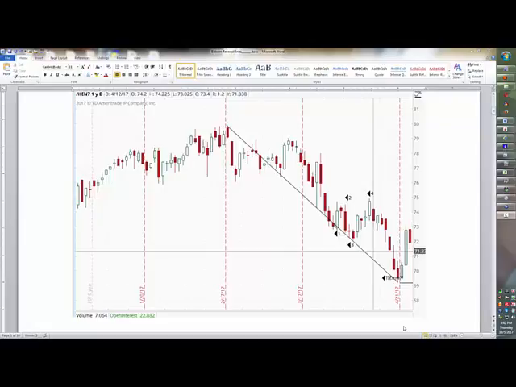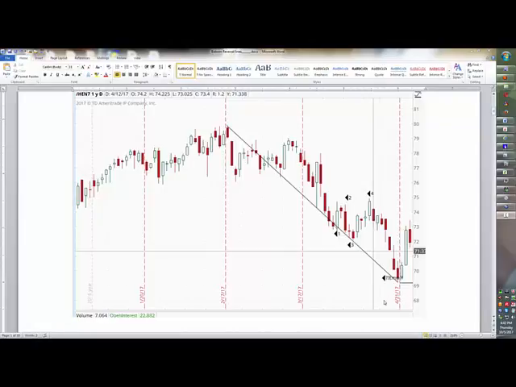Now, a couple things about this. There are certain things that you absolutely need to do. A, you need to look at daily pivots, and then you need to look at weekly charts. And those two together will bring you to that point. Let me give you an example.